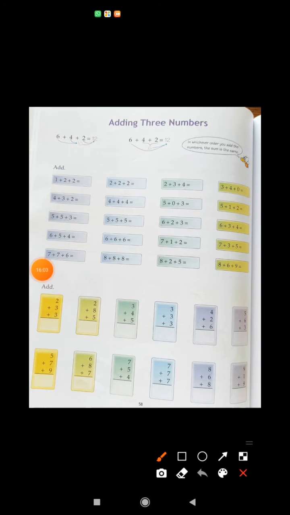Now next, here also you add the first 2 numbers. 2 plus 3 is 5. Now add the next number, plus 4. 5 plus 4 is 9. Write 9 here in the space. Like this you do these parts yourself.